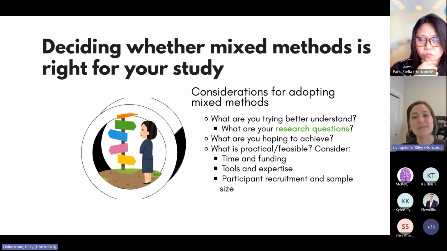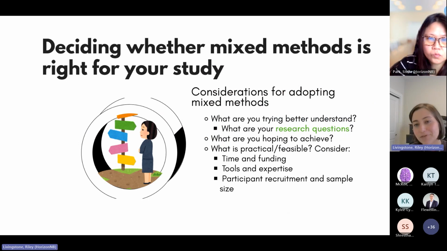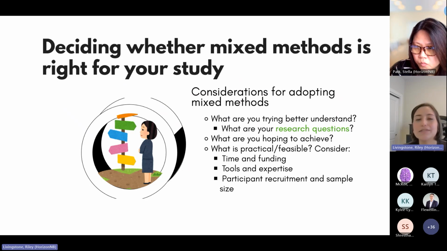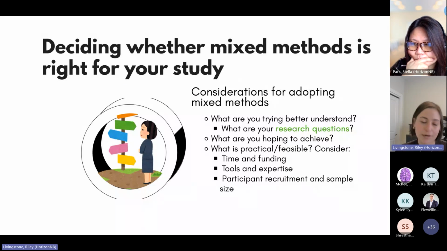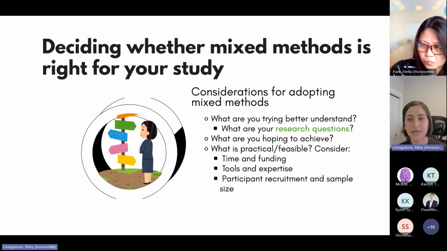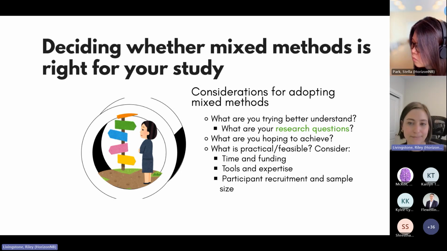Now, while mixed methods offers undeniable value to healthcare research, deciding whether it's the right fit for any particular study requires thoughtful consideration. Firstly, and most importantly, the research question drives the method of inquiry. So think about your research questions or objectives. What are you trying to better understand?